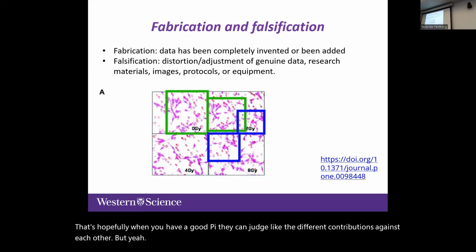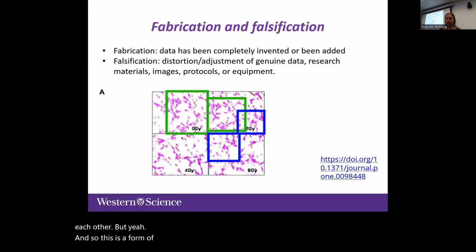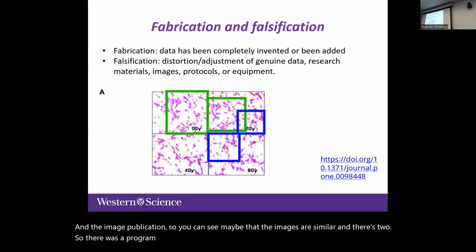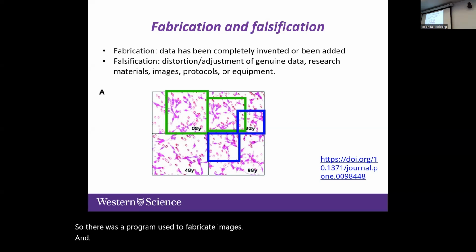So this is a form of image fabrication. You can see maybe that the images are similar, and there are two. There was a program used to fabricate images. And falsification would be distortion or adjustment of data, research materials, images, protocols, or equipment.